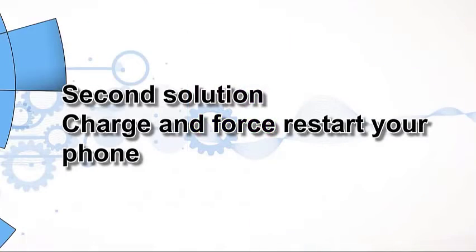Second solution, charge and forced restart your phone. You only have to do this procedure if your S20 did not respond with the first solution. It is possible that the battery is drained or there's not enough power left to even make the screen flicker. It is also possible that the firmware crashed before the battery was drained. So, here's what you need to do.